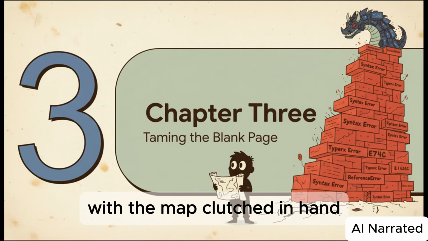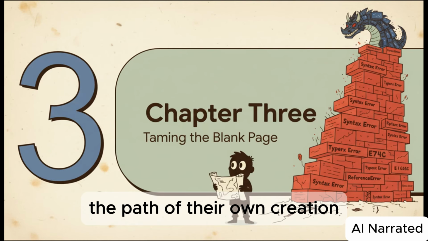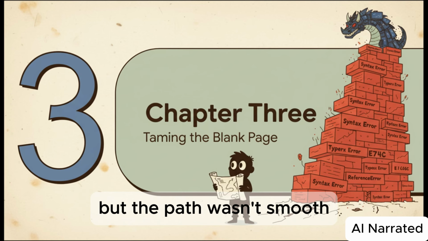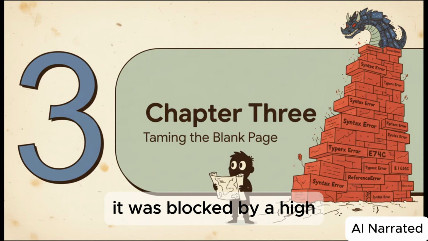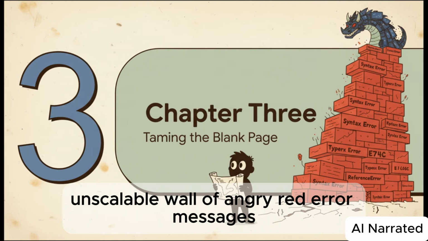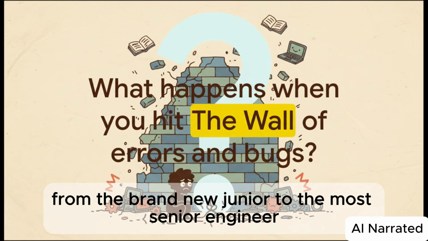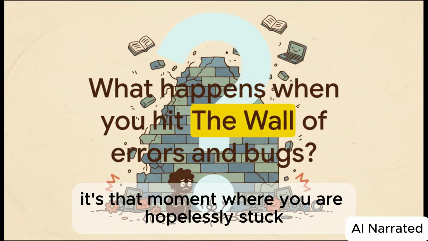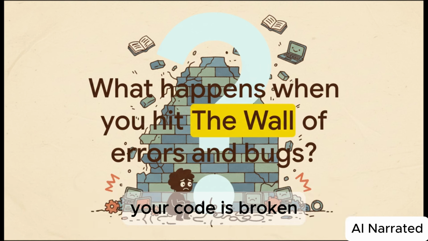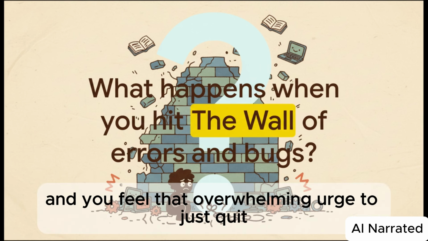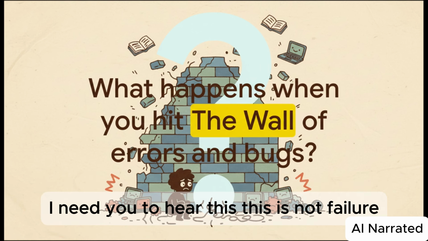With a map clutched in hand, our coder finally turned to face the path of their own creation. But the path wasn't smooth, oh no. It was blocked by a high, unscalable wall of angry red error messages. Look, every single developer, from the brand new junior to the most senior engineer, hits the wall. It's that moment where you are hopelessly stuck, your code is broken, and you feel that overwhelming urge to just quit.